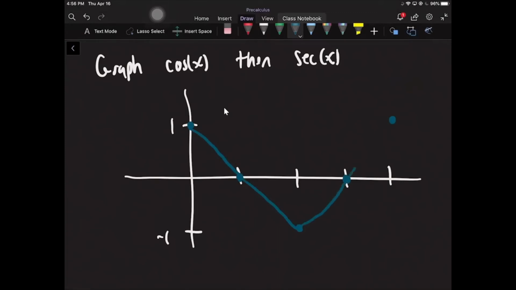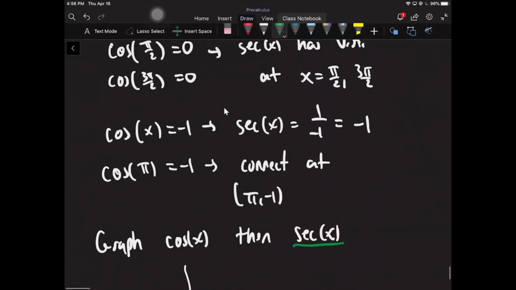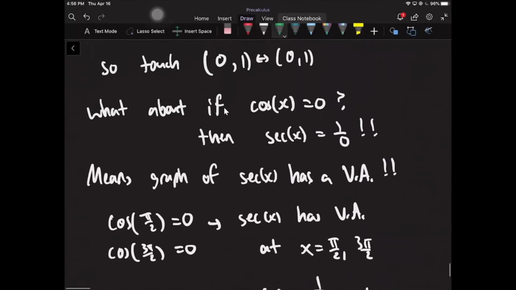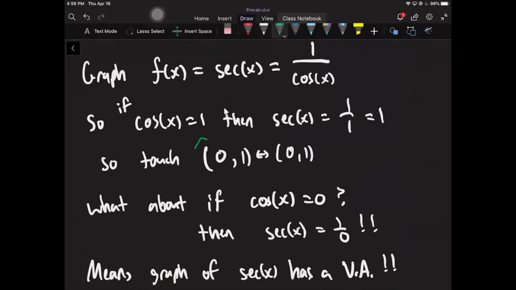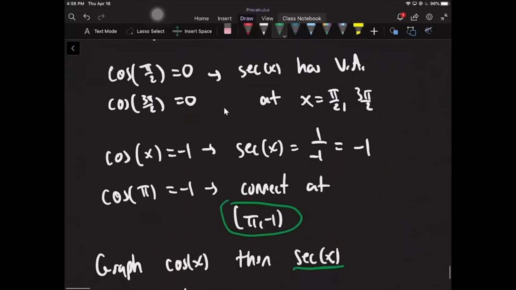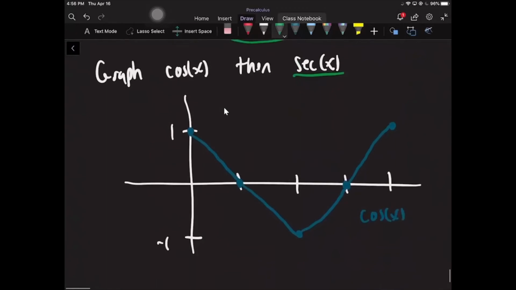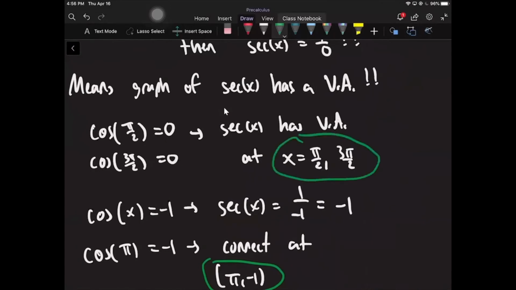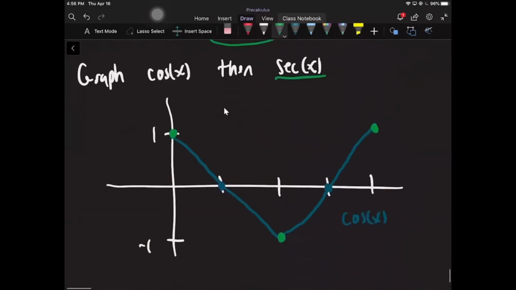Okay, so this blue guy will be cosine of x. And then I'll use green for secant of x. So what do we know about secant of x so far? Well, we know that it connects to cosine at this point and at this point. So what is that actually saying? That's actually saying that it connects with cosine at the top and the bottom of the amplitude. And then we know that there's two vertical asymptotes at pi over 2 and 3 pi over 2. So pi over 2 is here.